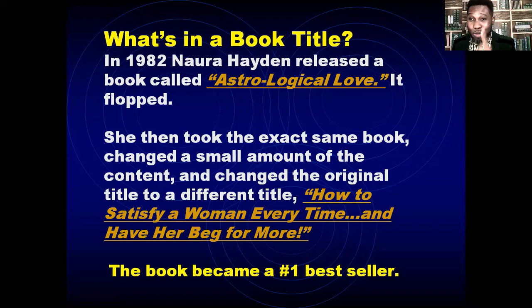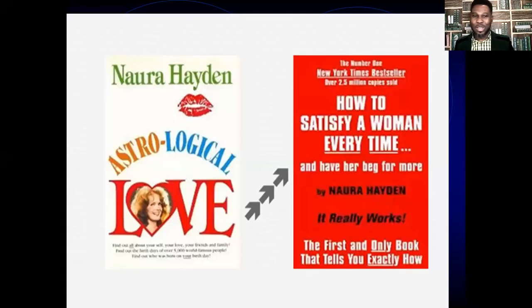Why? Because of the title. So what does that mean? It means that the title of your book is so important that it is what determines whether or not your book is going to sell or whether it will flop like Astrological Love did. So, Astrological Love, How to Satisfy a Woman Every Time and Make Her Beg for More. Now, I think that this was a very intelligent move, to change the name of the book from Astrological Love to How to Satisfy a Woman Every Time.